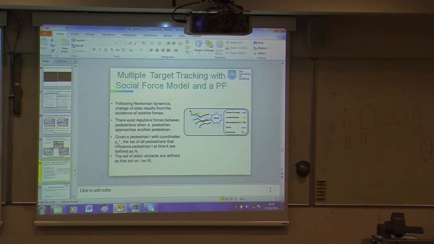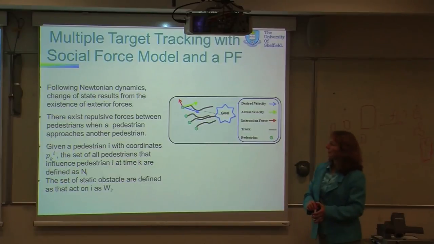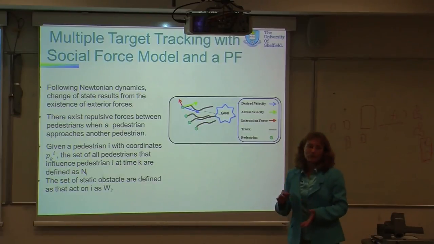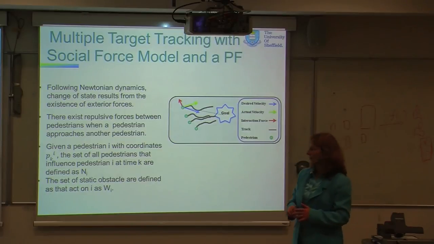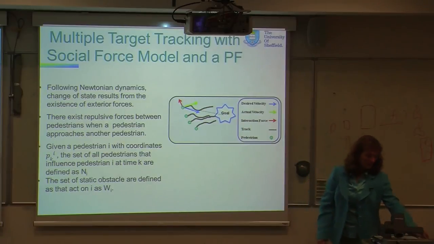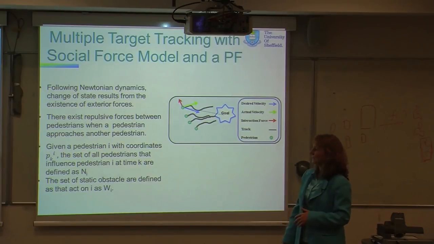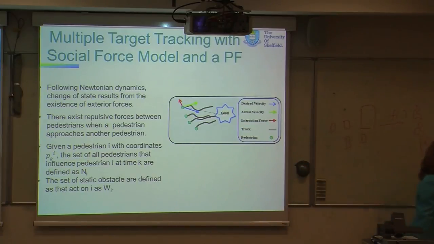One of our recent works is on tracking with the social force model combined with a particle filter. We studied two different ways of using the social force model. One is at the prediction step of the filter, where you can have a better prediction of where the crowd is, or another way in the likelihood of the filter. But as a result, I can mention that in the prediction step, it works better.